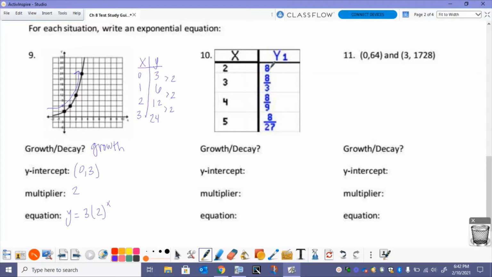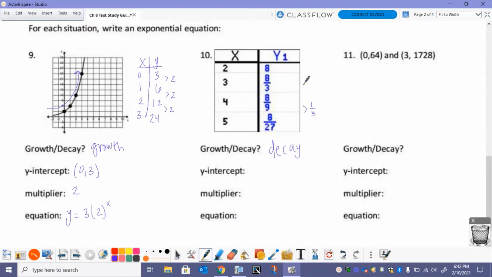Okay, we went from 8 to 8 over 27. So as we go on our y values, we are decreasing. That means we have decay. All right, we don't have a y-intercept with an x value of 0, so we need to go ahead and find our multiplier. So once again, let's divide. 8 over 27 divided by 8 over 9, it is 1/3.